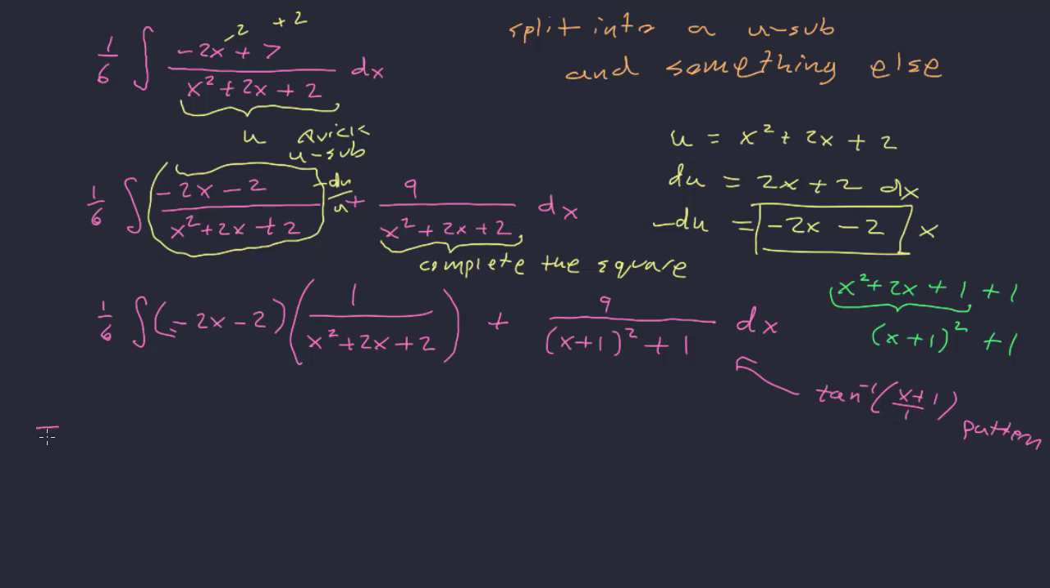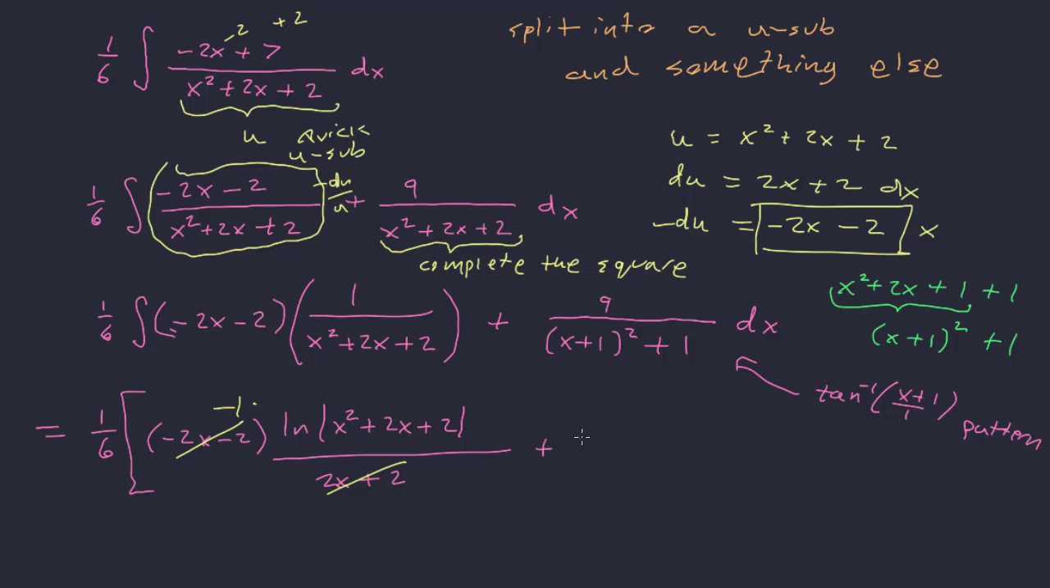All right, so now we'll just crank this out. We'll get a 1/6 times, I'm going to rewrite this negative 2x minus 2, and then I'll have the natural log of this stuff, absolute value, all over, now I need to divide by the derivative of the stuff, which is 2x plus 2, and these will cancel, but we'll leave a minus sign. So that will leave a negative 1 sitting out here. And then that 9 just comes along for the ride.